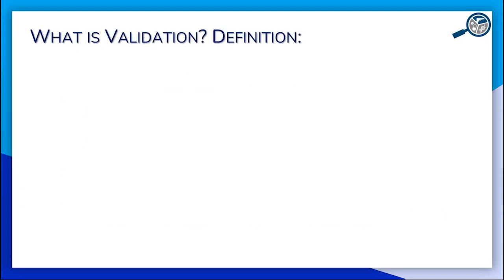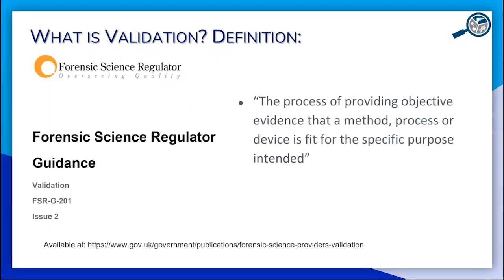All right, so what is validation? That's this big, broad, sometimes scary topic. And I like this definition from the UK Forensic Science Regulator, who have a guidance document on validation. They have a nice one-sentence definition of validation: the process of providing objective evidence that a method, process, or device is fit for the specific purpose intended. I think that's clean, plain language, and it helps put into a more tangible form what our goal is when we start a validation study.